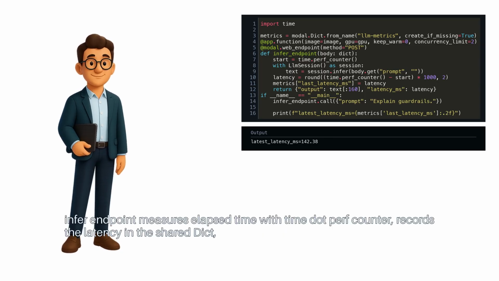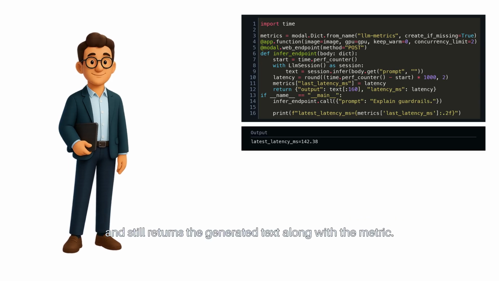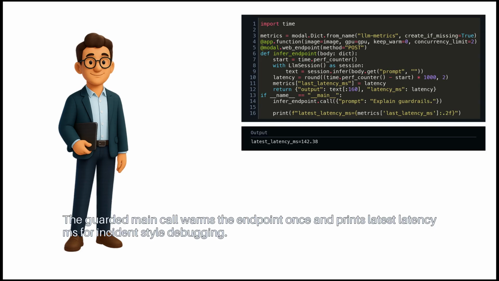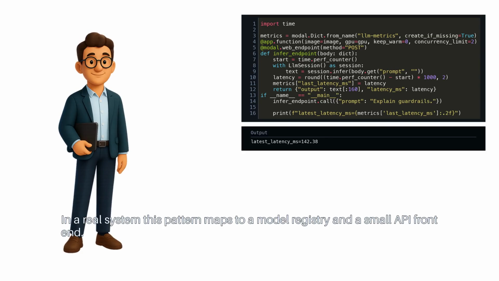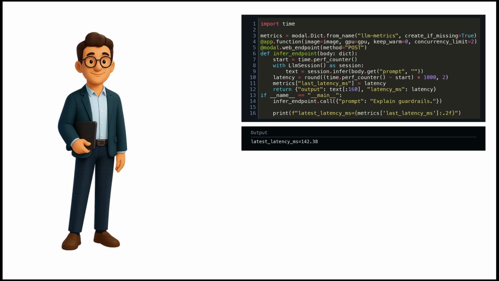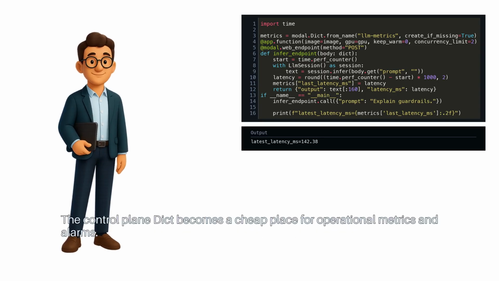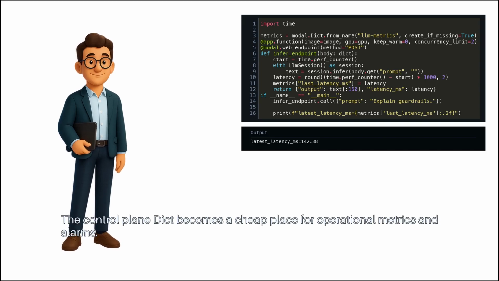Infer endpoint measures elapsed time with time.perf_counter, records the latency in the shared dict, and still returns the generated text along with the metric. The guarded main call warms the endpoint once and prints latest latency ms for incident-style debugging. In a real system, this pattern maps to a model registry and a small API front-end. The warmed GPU worker is your fast path. The control plane dict becomes a cheap place for operational metrics and alarms.